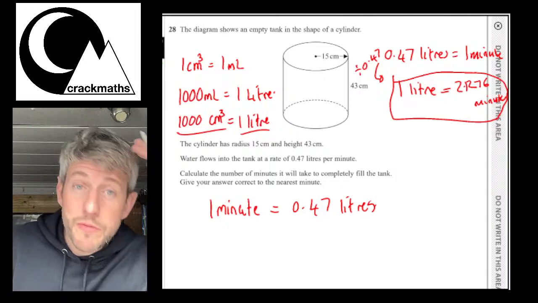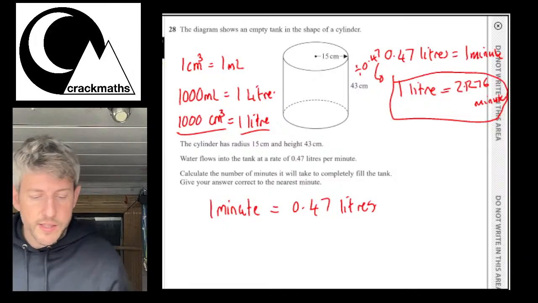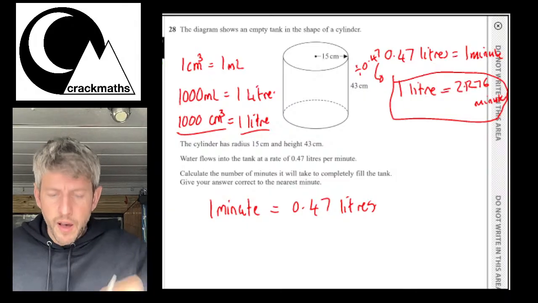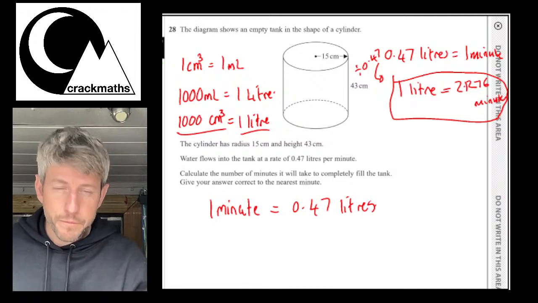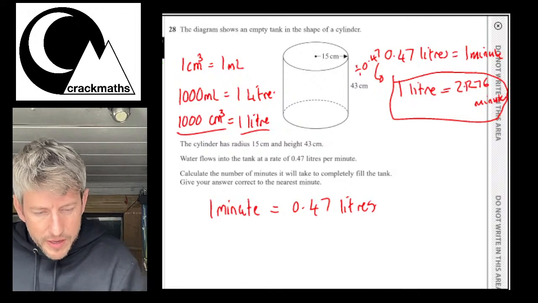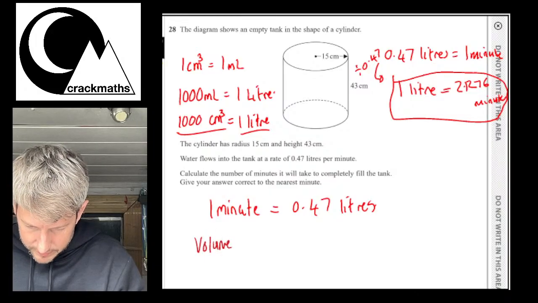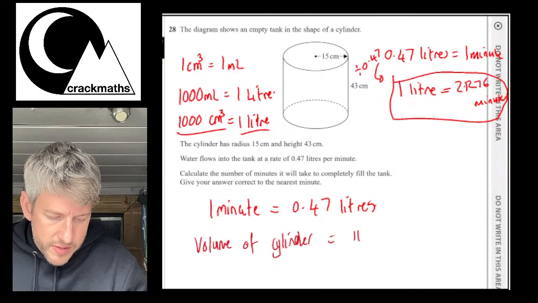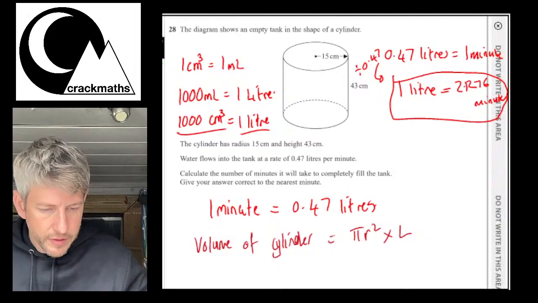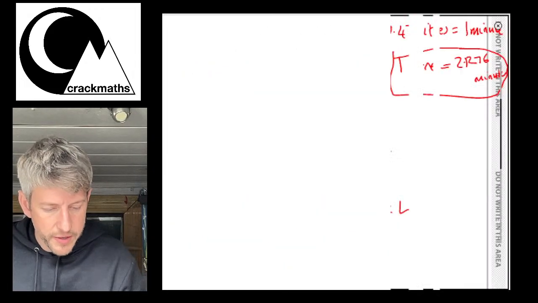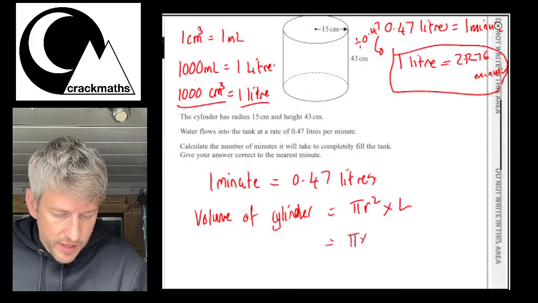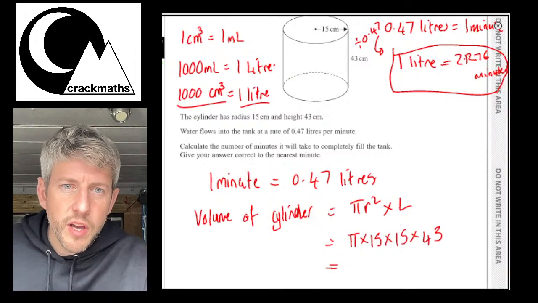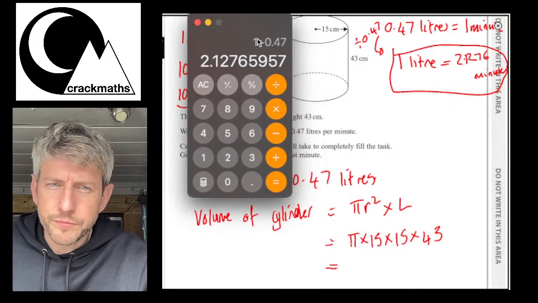Now we've got to find out the volume of the cylinder. It's a prism, so it's the area of the circle times the height. I think you might get given this formula at the start in the formula book. So the volume of the cylinder equals pi r squared times the length. All the units are in centimetres, so that's fine. So this is pi times 15 times 15 times 43, and then we can type all that into the calculator.